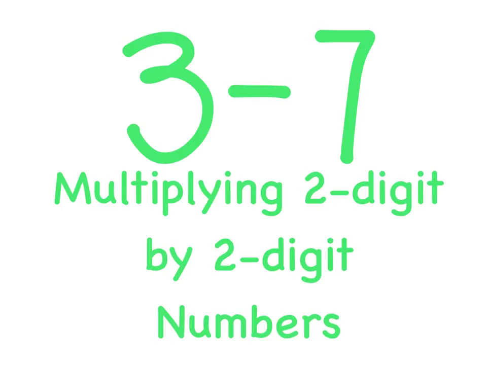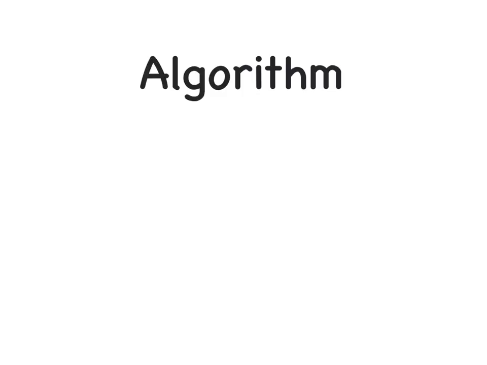This video is about 3-7, multiplying 2-digit by 2-digit numbers. Just like in 3-6, we could use either the algorithm or partial products to solve 2-digit by 2-digit multiplication problems. Let's use the algorithm first, and we're going to solve the problem 72 times 16.